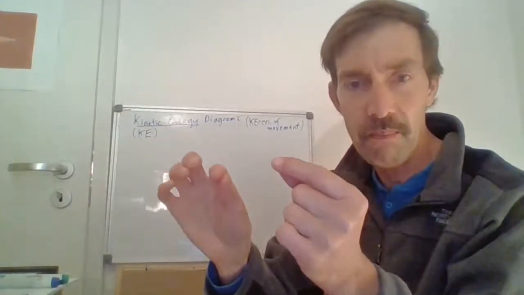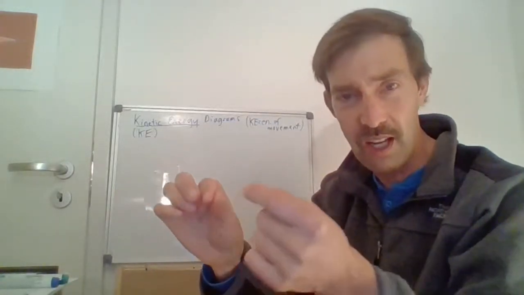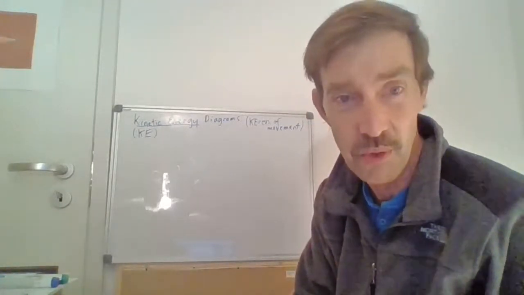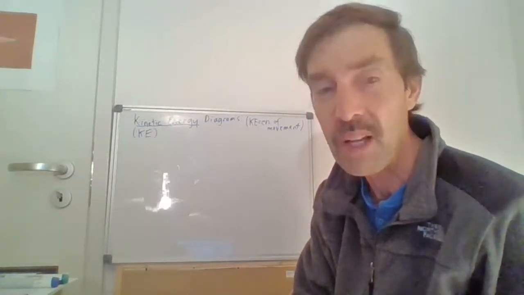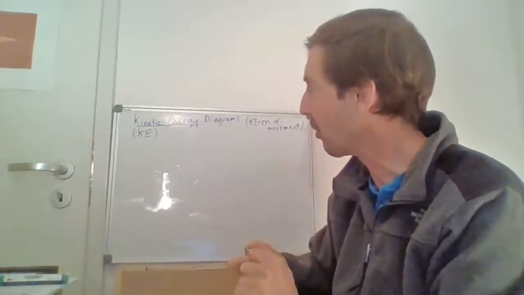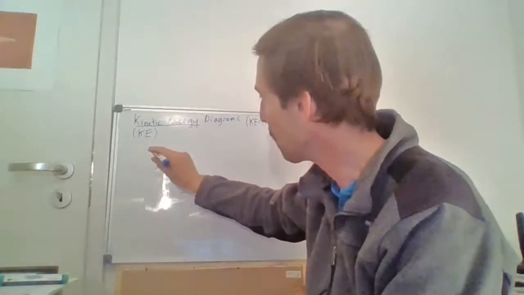I got slow moving particles. They've got very low kinetic energy. I got ones that are moving so fast, we can't even imagine how fast they move. Particles can go really quick. So that would be high kinetic energy. So here's the diagram, our first one anyway.